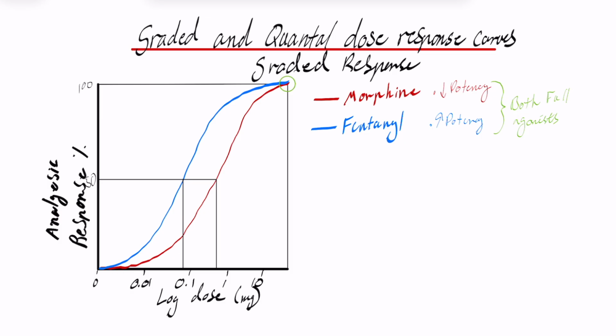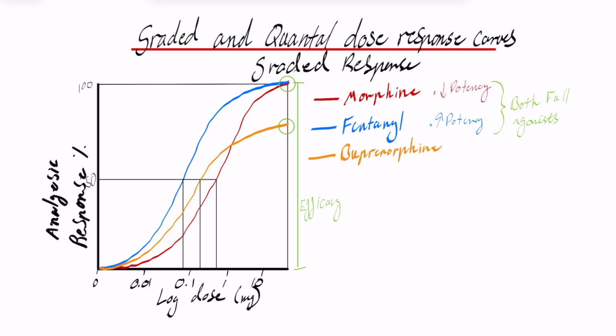While if we talk about something like buprenorphine, which is a partial agonist, buprenorphine is interesting because it's more potent than morphine, so it sits to the left, but it's not as potent as fentanyl, so it sits to the right of fentanyl, but its efficacy, or its EMAX, does not reach 100%, so it's a partial agonist.